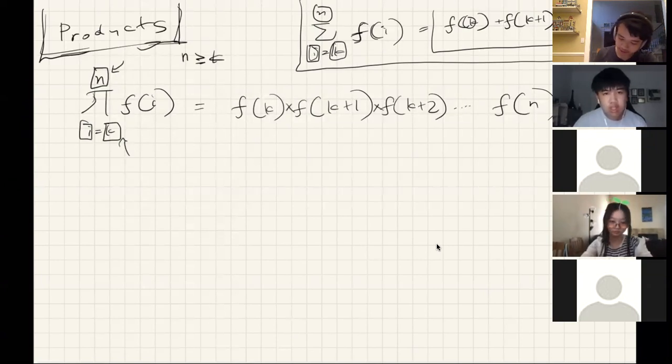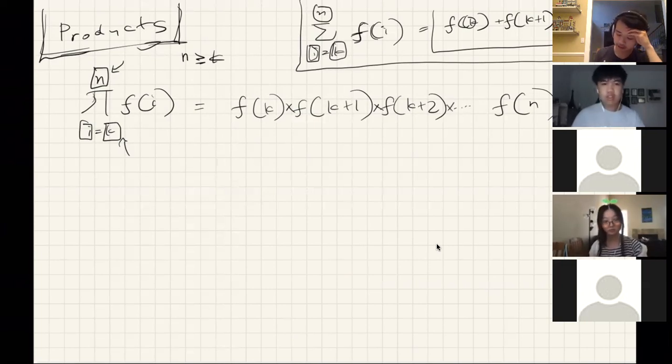So you multiply f of k plus 1, f of k plus 2, f of k plus 3, all the way to f of n. You multiply all of these terms together. As you can see, it's a very natural extension of the notation that we use for summations. And I think this is also covered on the handout as well.